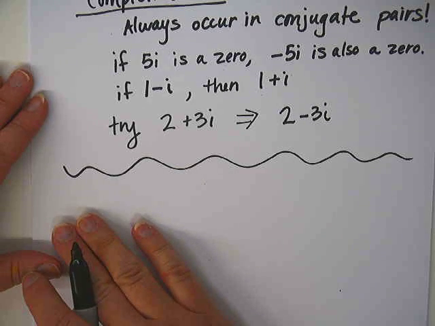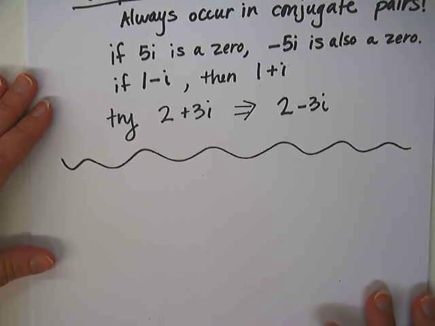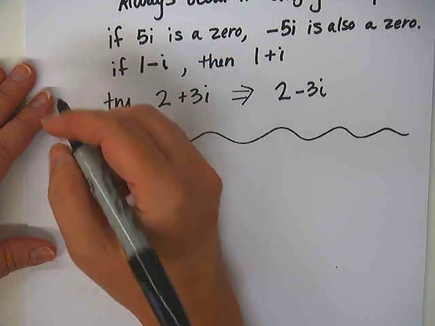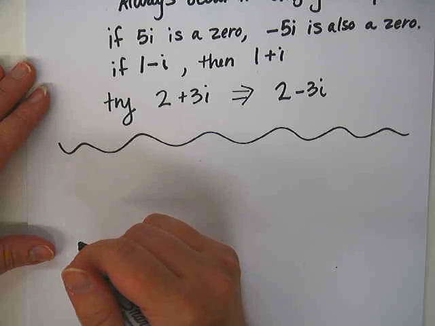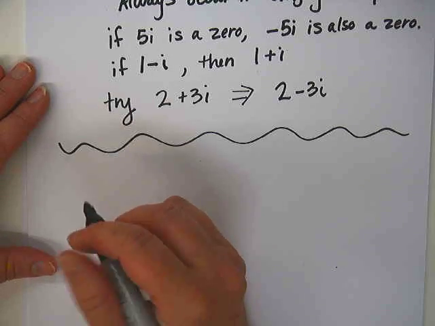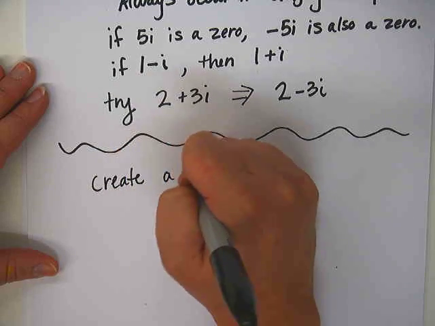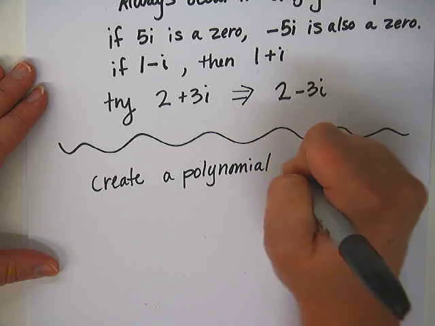Remember how zeros are x-intercepts on your graph. Complex zeros are not x-intercepts because there's no way to graph them. So this helps you find all of the zeros that your polynomial function has, even if some of them are not crossing the x-axis.